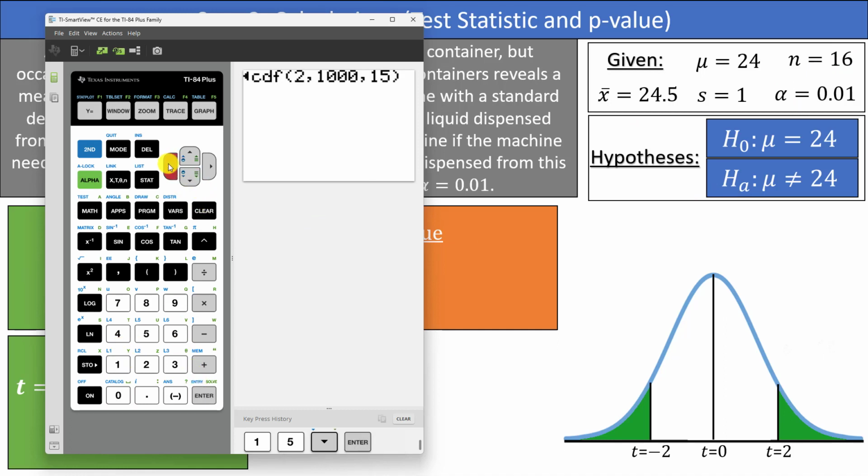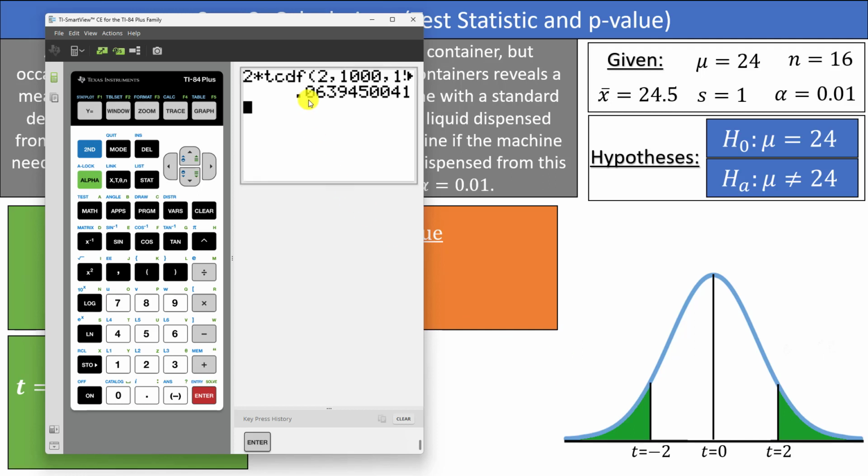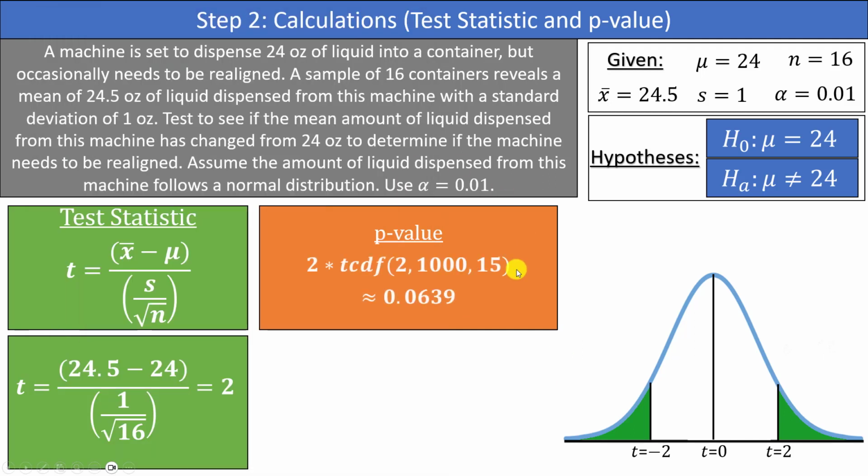I can go ahead and paste. And you'll notice that if I scroll back, I still do have that 2 times in there. So when I press enter, I'm going to get the p-value, which corresponds to both of the tails in this case, which ended up being about 0.0639.